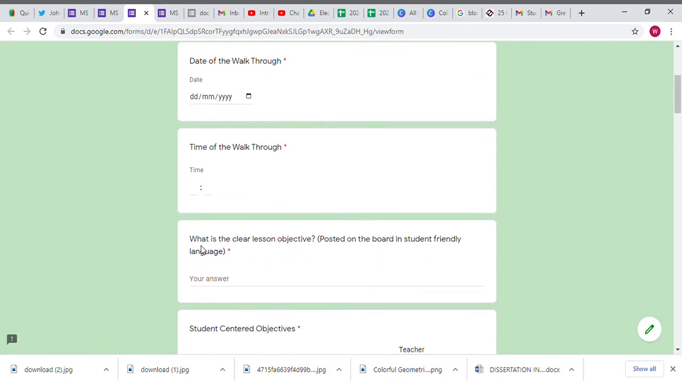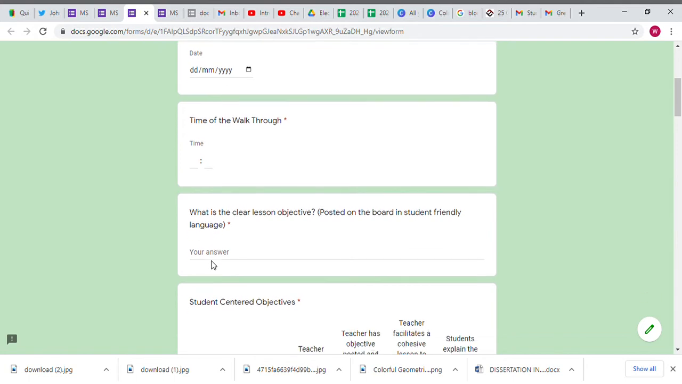And then the next piece, because one of the things that we stated that we did very well is create student-centered objectives. So we're going to ask, what is the clear lesson objective? It should be posted on the board in student-friendly language. Whoever is observing you is going to type directly the objective that you stated on the board, because that objective is our vision and it drives the learning.